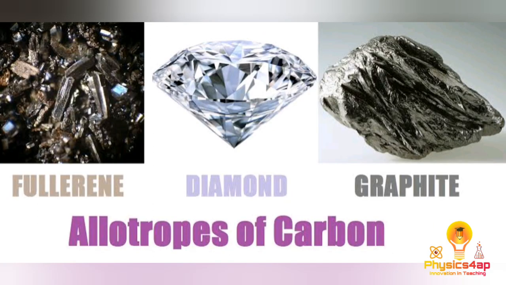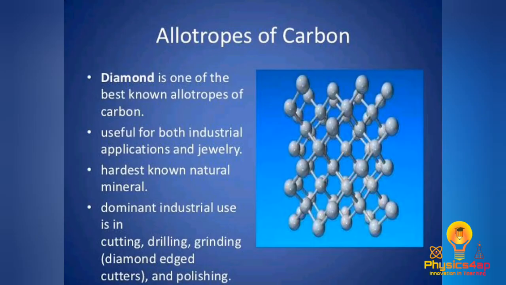Now let us move on to the first allotrope of carbon, that is diamond. It is one of the best known allotropes and has sp3 hybridization. Each and every carbon atom present in the diamond has a very strong attachment with another carbon atom. As they are very difficult to break, a huge amount of energy is required to break them. That is why it is known as the hardest material known till now.